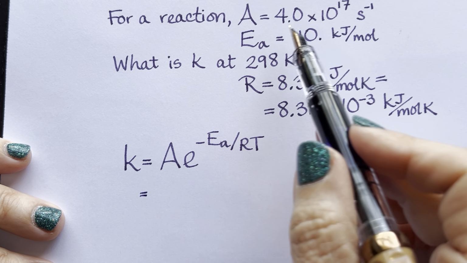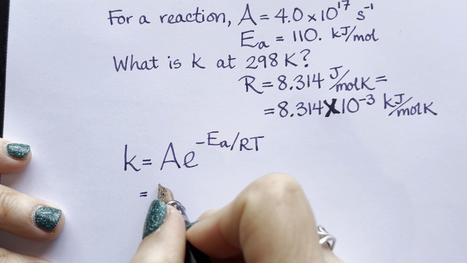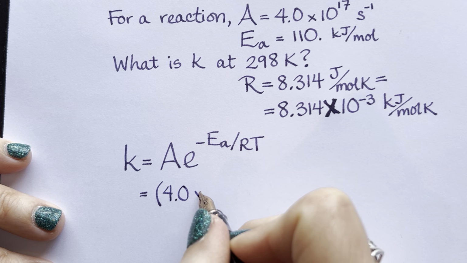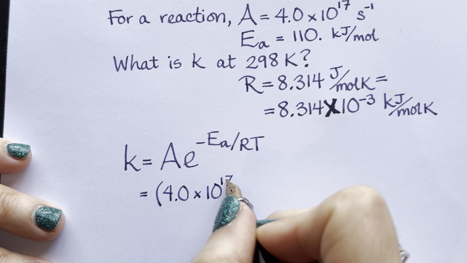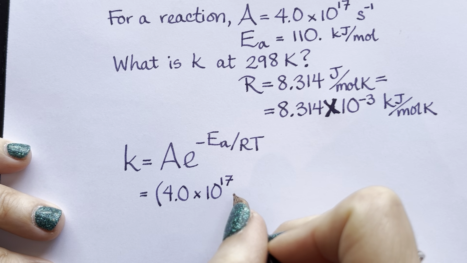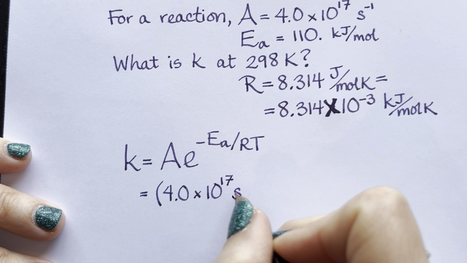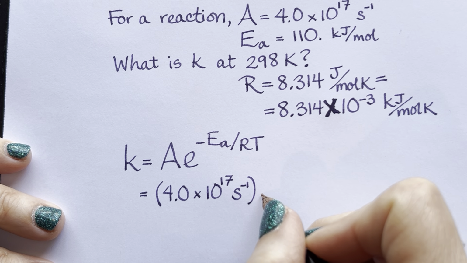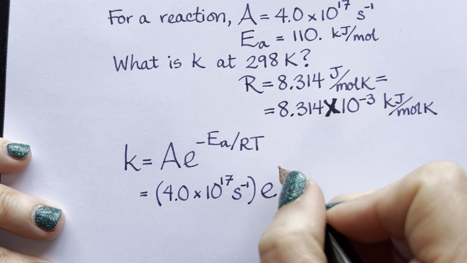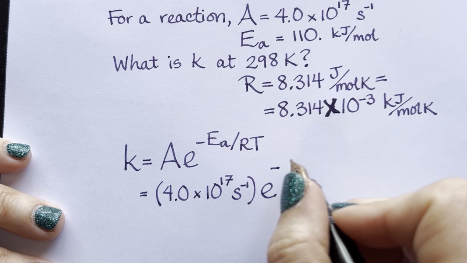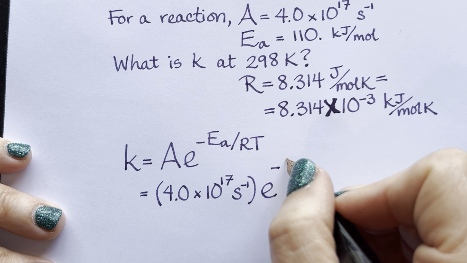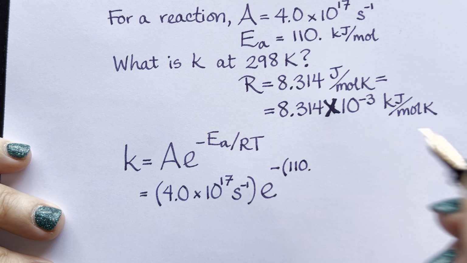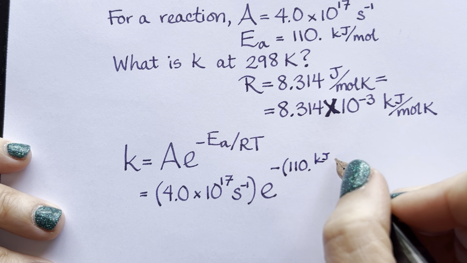We were given what the frequency factor is, times 10 to the 17th. By the way, really large values like 10 to the 17th are pretty common for the frequency factor. Okay, then we have our E, and here's our exponent. We've got a lot up here. We've got our 110 kilojoules per mole.